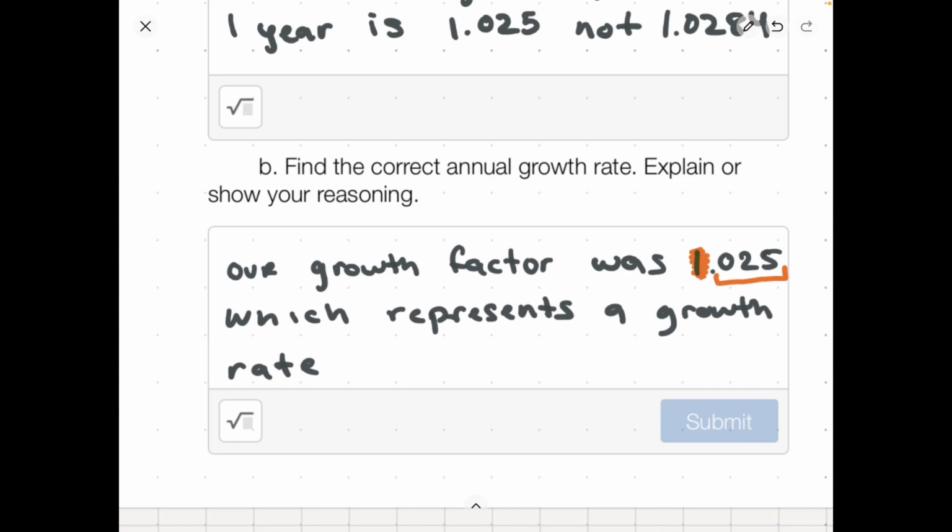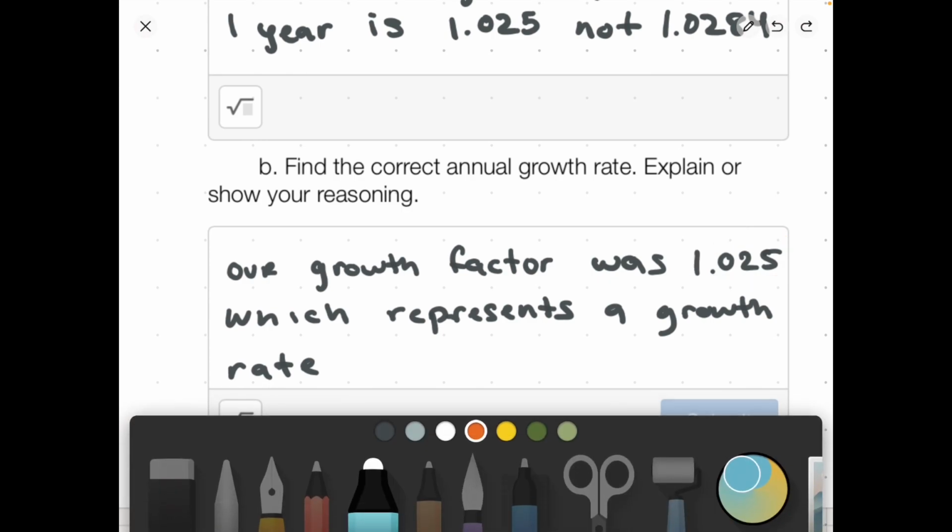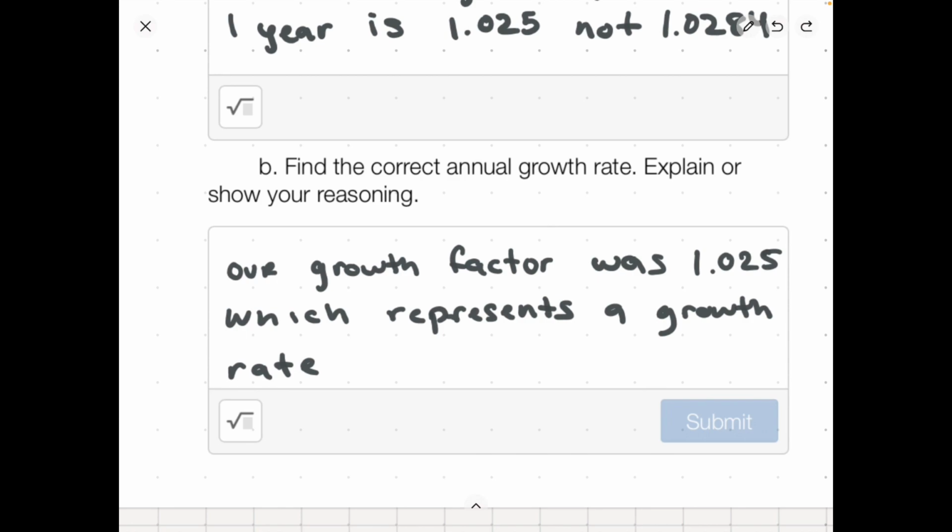And this represents what we grew by, right? So what did we grow by? We grew by 2.5%, right? If I convert that part into a percentage, that'll give me what my growth rate was. So the actual growth rate was 2.5%.